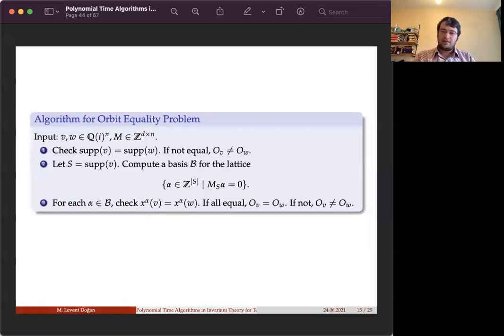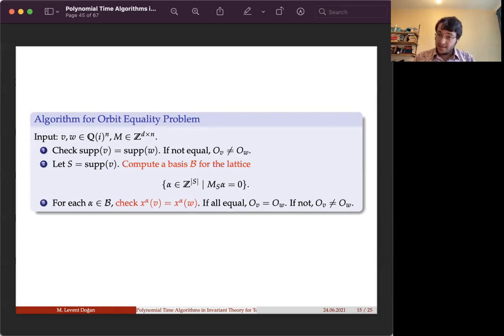Okay, now we can actually give the algorithm for orbit equality. My input is the weight matrix M and two vectors V and W. At the first step, I check if they have the same support. If they do not have the same support, the orbits are different, I am done. If they are the same, then I delete columns of M outside of their supports and compute a lattice basis B. Then for each basis element alpha, I check if the corresponding Laurent monomial x to the alpha takes the same value on V and W. If they all take the same value, then the orbits are the same. If not, then they are not the same. And this is the algorithm.